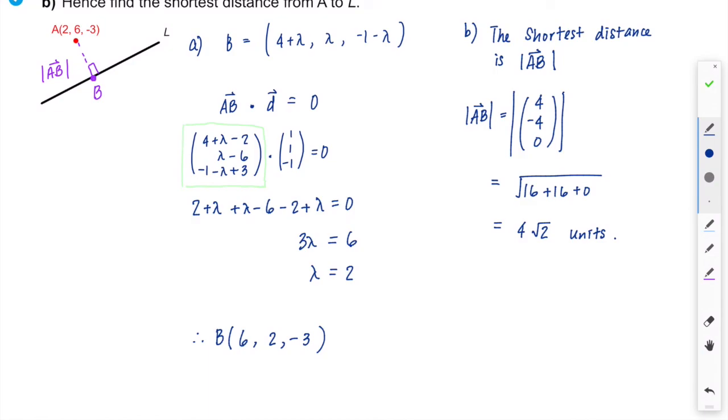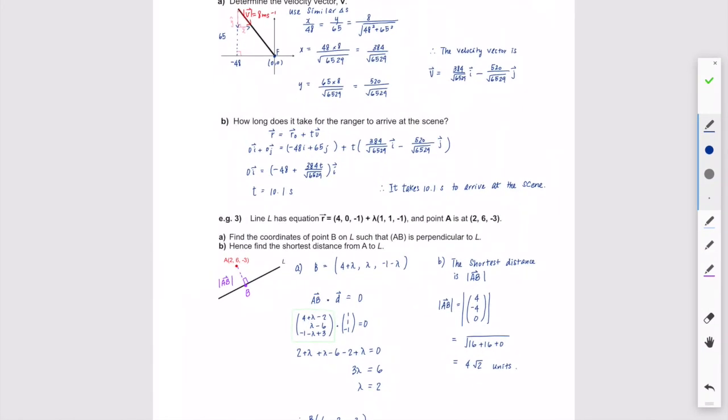Okay, so here are some examples of applications of vectors.